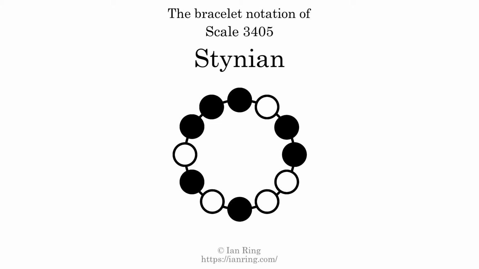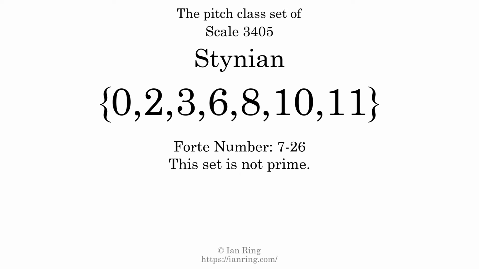This is a bracelet notation diagram of scale 3405. The shaded circles represent tones that appear in the scale, and they are read clockwise, starting at the top. The pitch class set for this scale is 0, 2, 3, 6, 8, 10, 11. The fault class is 726. This set is not prime.